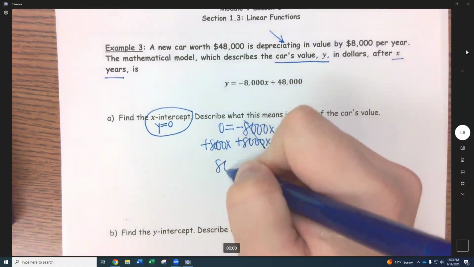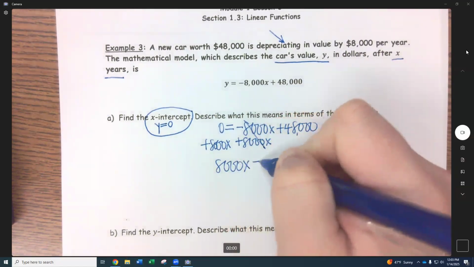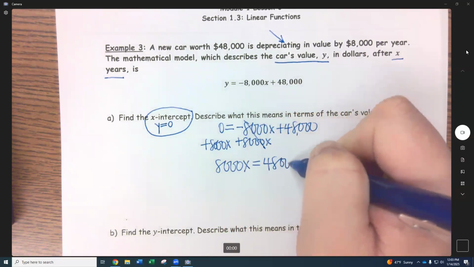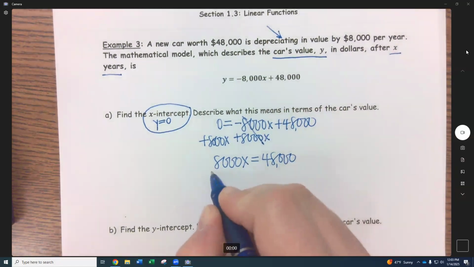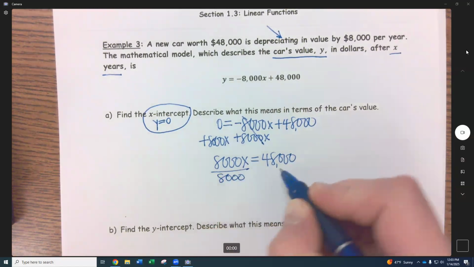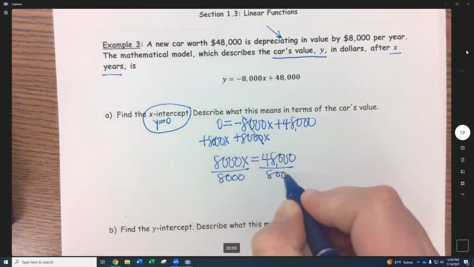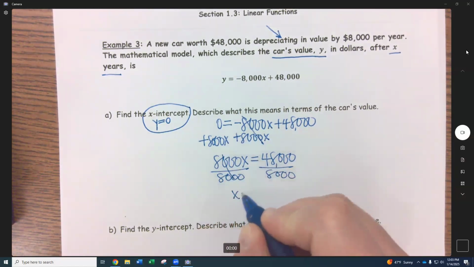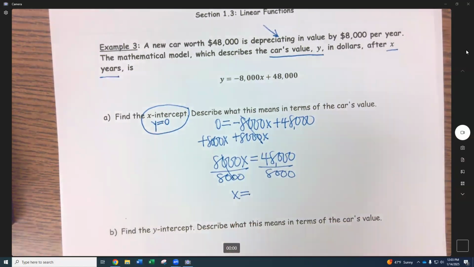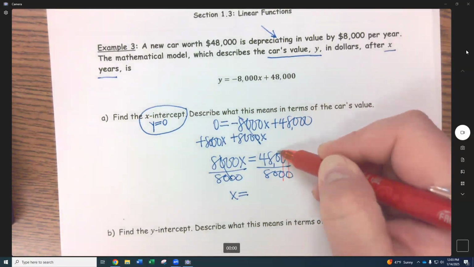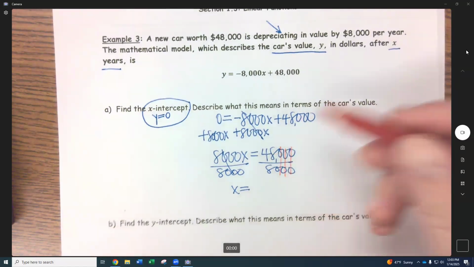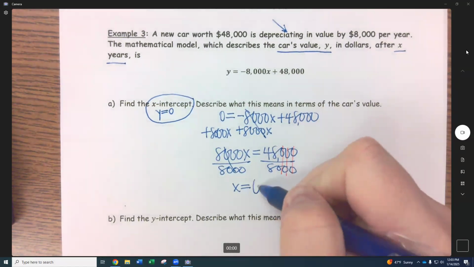So we have 8,000x equals 48,000. To get x by itself, we will divide by 8,000. If we put that in our calculator, or really we don't need to, these zeros cancel, these zeros cancel, these zeros cancel. What's 48 divided by 8? And that will be 6.